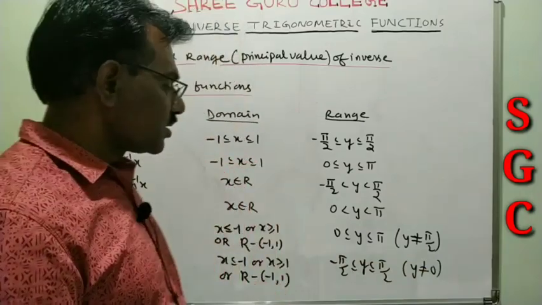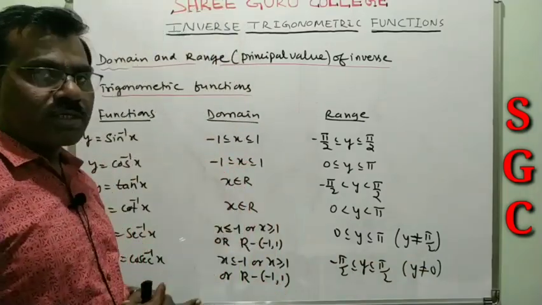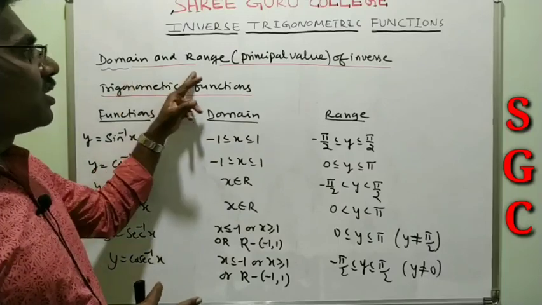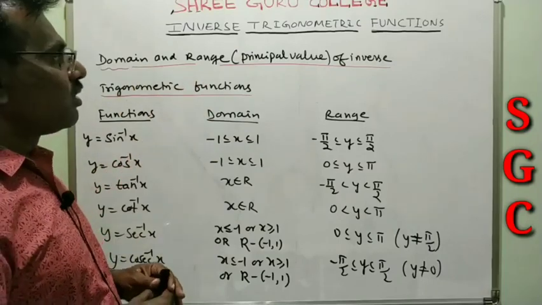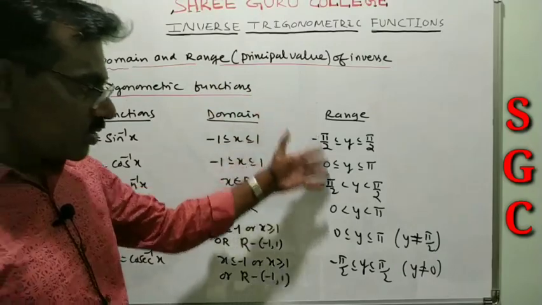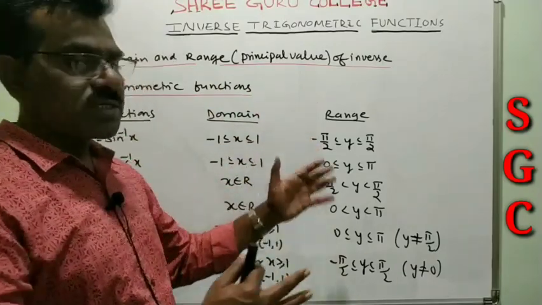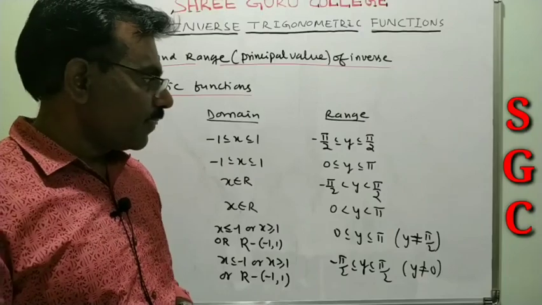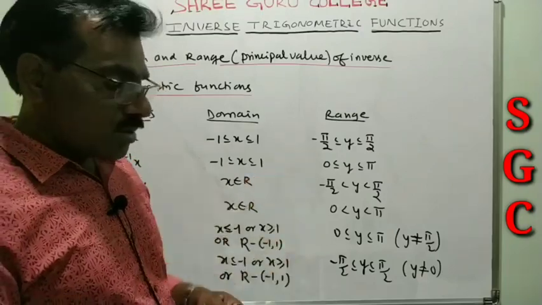So these are a very, very important table. The names are domain and range. Range has another name, principal value. These are all principal values. So the range between these limits is called the principal value.